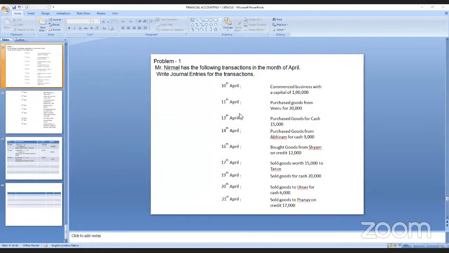Ma'am, tell the narration for 14th April. Being goods purchased for cash. Okay. 16th: goods account debit to Shyam account, ma'am. Purchase account debit to Shyam account, 12,000. Ma'am, narration will be being goods.